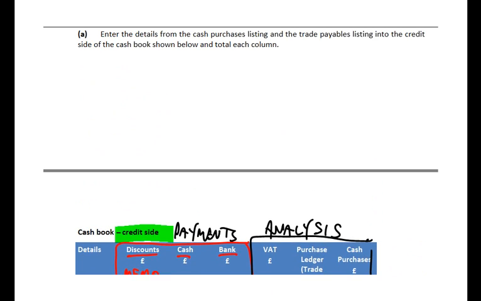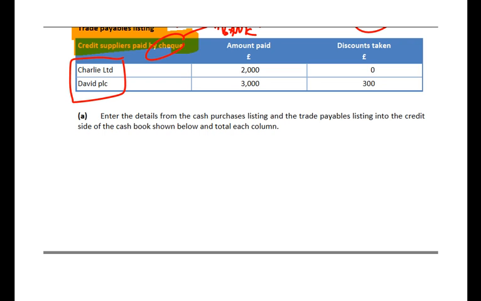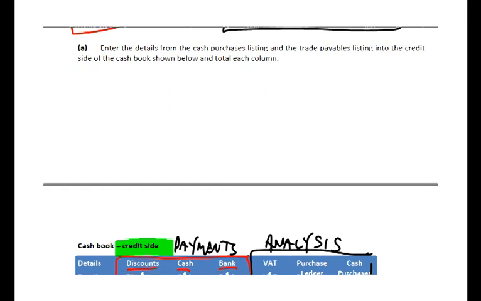But when I then start to look at David PLC, if you look at the figures, I must have owed David a total of 3,300. I must have made credit purchases worth 3,300 because I've paid £3,000 as a cheque. That's the amount that will be coming out of my bank account. And I've taken a discount of £300. So by taking the discount, I wouldn't need to have paid the entire amount I owed.